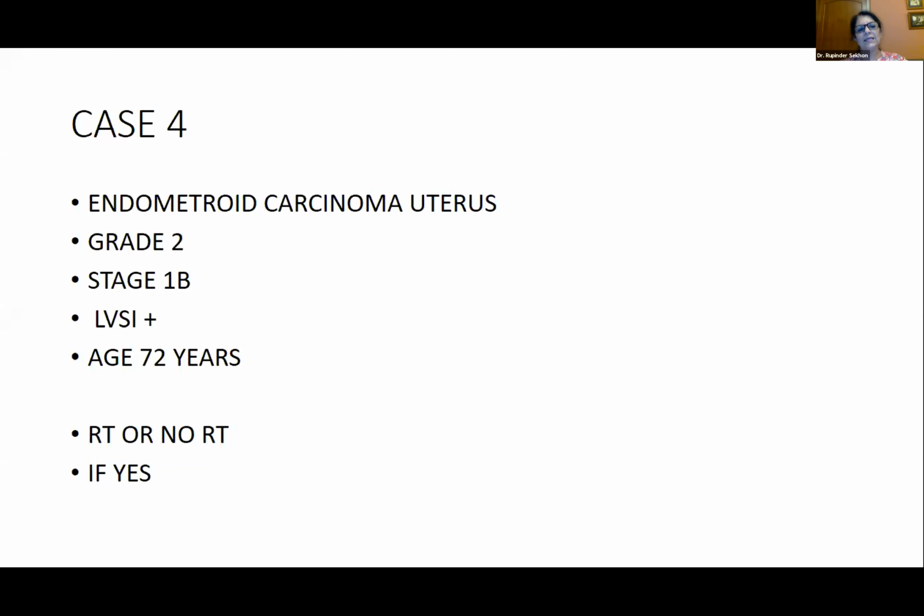In the previous slide, LVSI was negative, and in this it is positive. Dr. Sajal will agree that we go for EBRT. EBRT, yes. I don't think there will be a question in this. All the factors are not good: age, the depth of invasion and the LVSI. Dr. Sajal? Yes, sir. We will prefer EBRT in this case as LVSI is also positive.